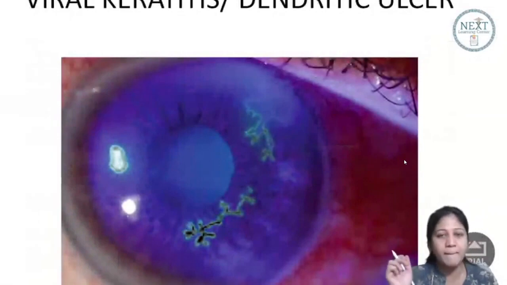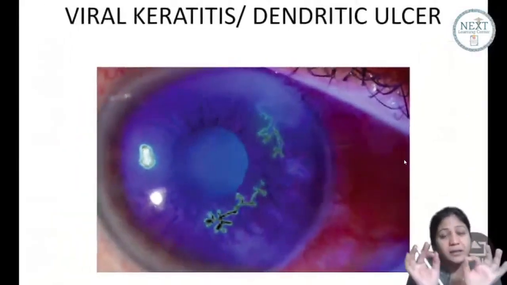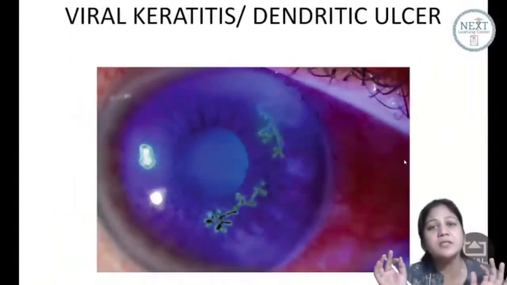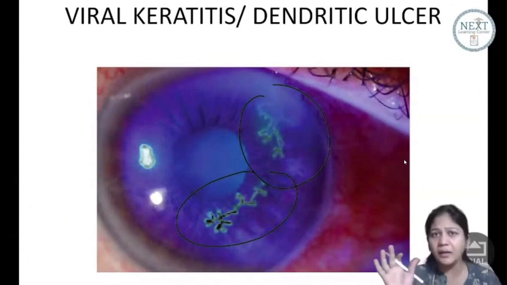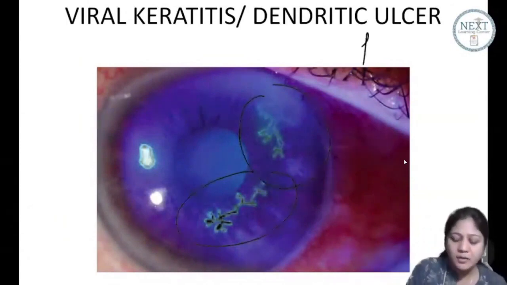All of you please see. Please see, this is a characteristic dendritic ulcer, characteristic of a herpes simplex virus. Guys, can you appreciate this green color lesion? So this is actually not green. Why did it become green? Because you have stained this with fluorescein dye.